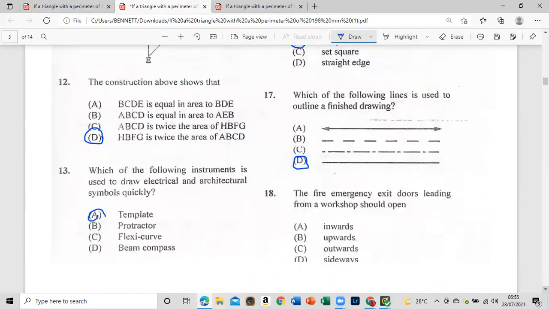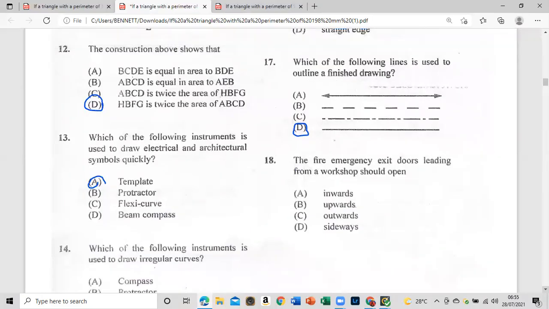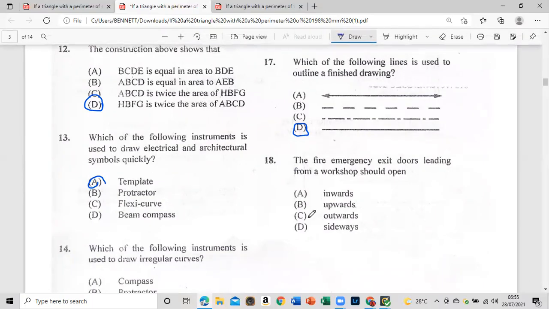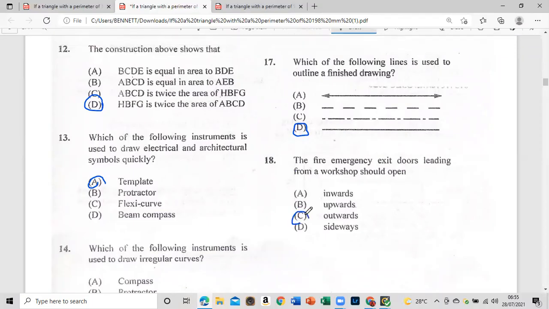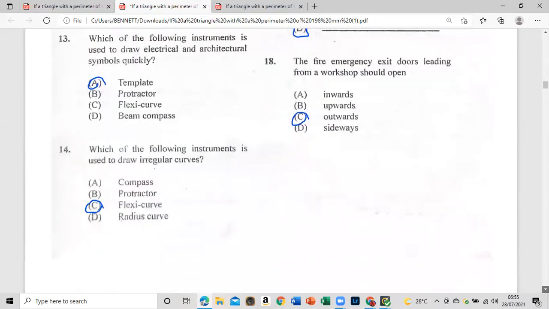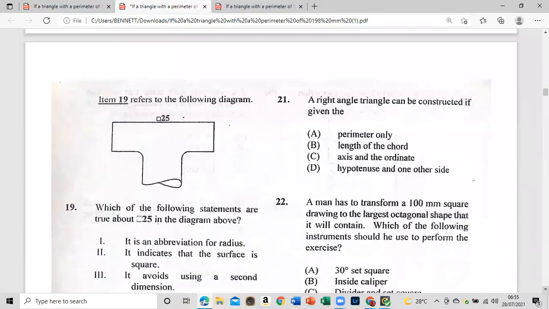Number 18. The fire emergency exit doors leading from the workshop should open, should it be inwards, upwards, outwards, sideways? You see, this is something important, guys. Safety, you know? And that is outwards. Guys, when you go on the job, please practice safety, alright? You can't work so hard and then get hurt. You know what I mean? Work hard, work smart.